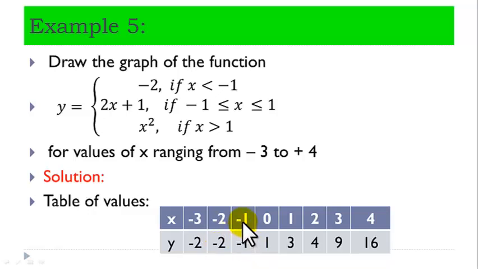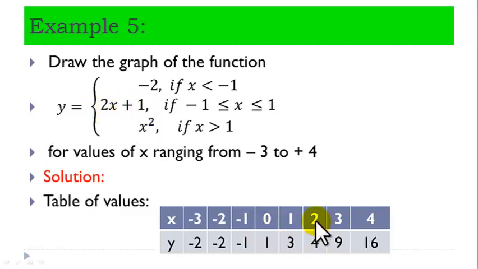When x is -1, observe that -1 is in this range. So we are using the function y equals 2x plus 1. So when x is -1, y is equal to 2 times -1 plus 1, and that will give us -1. When x is 0, again 0 is in this range, so we are using y equals 2x plus 1. So 2 times 0 plus 1 will give us 1. When x is 1, 1 is still in this range. We are still using y equals 2x plus 1. So that will give us 2 times 1 plus 1, which is equal to 3.